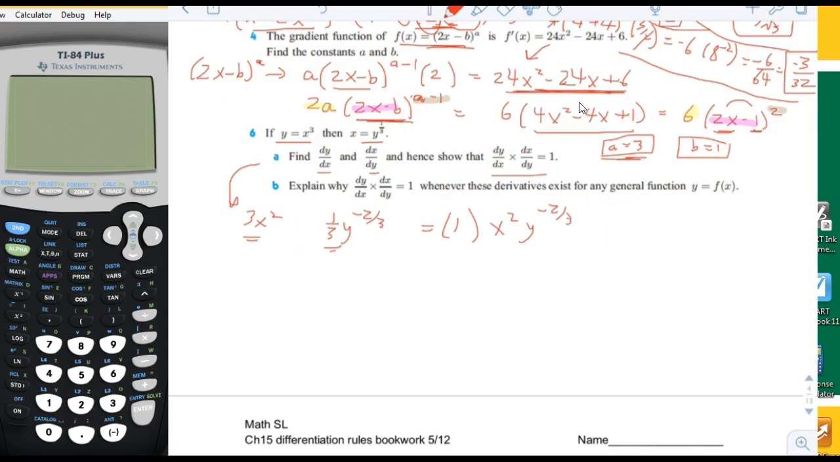But what if we put the x or the y in terms of each other? So we know that y is equal to x cubed. So let's substitute y equals x cubed here. So we're going to have 1 times x squared, and y equals x cubed. So we're going to put x cubed in for y here, and it would be like that. Now we're going to multiply everything out. So x cubed to the negative 2/3, and then you have a 3 here, and these kind of cancel out, right? Then you end up with x squared times x to the negative 2, and that is equal to x to the 0, which is 1. So we showed it.